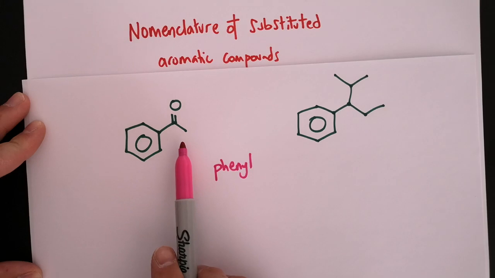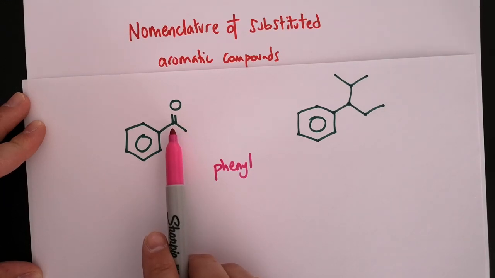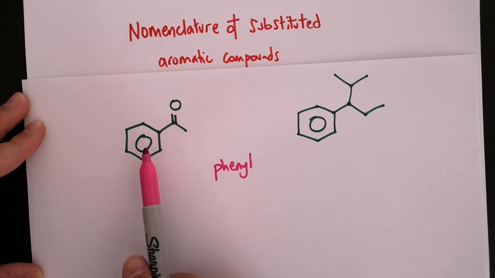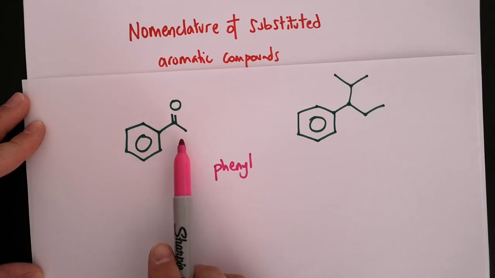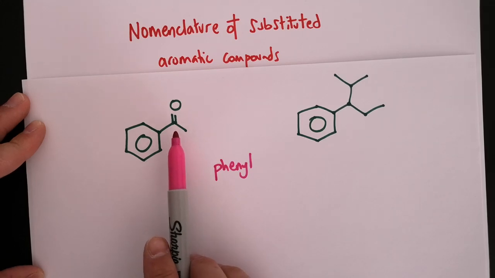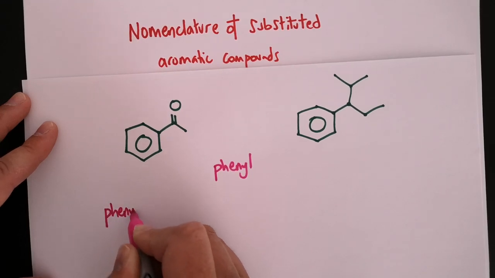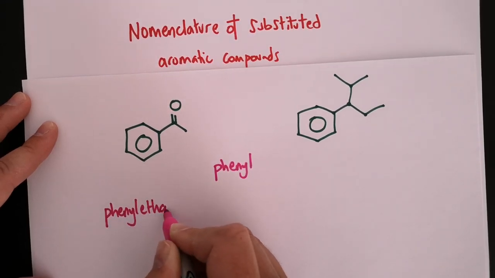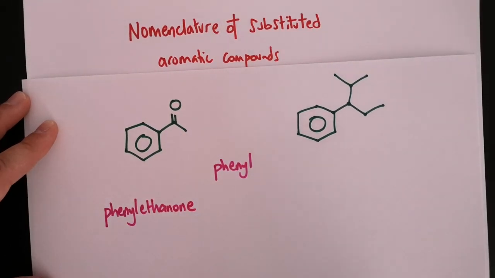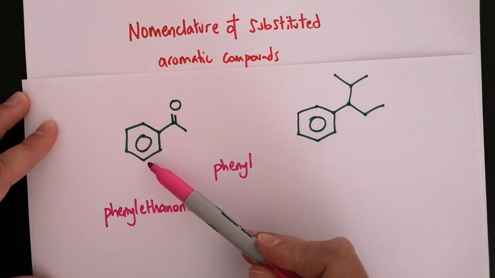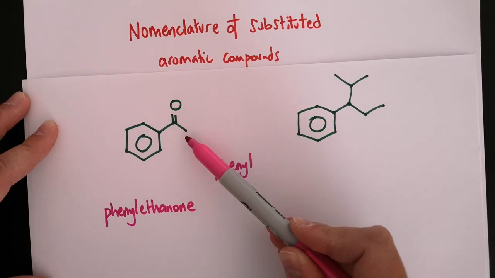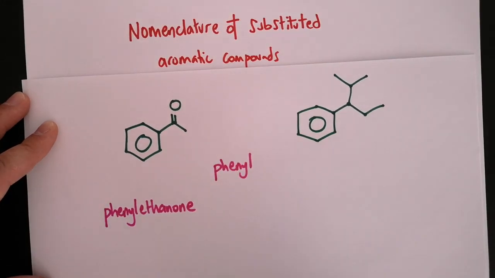Because if we look at this section, I have 2 carbons, so the stem would be eth, like ethyl, and I've got a ketone, so it would be ending -one. So here I've got a phenyl group, I've got a 2 carbon chain, and I've got an -one. So this name would be phenylethanone. The phenyl group, the ethan bit from the chain, and the -one from the ketone.